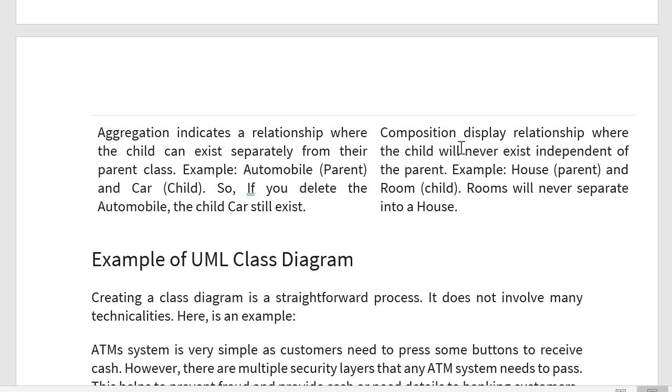Composition displays a relationship where the child will never exist independent of the parent. For example, house and room. House is the parent, the whole, and room is the child, the part. Rooms can never exist separately from a house. Without a room, there won't be any house. So this is called a composition.